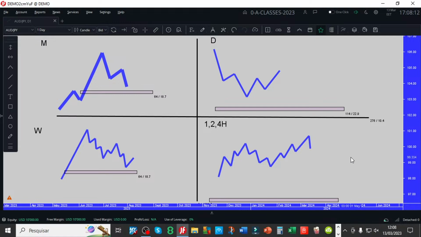Okay, hedge fund traders, long or short on the 1 hour, 2 hour, 4 hour chart. We have Clara already, she would buy. 1 hour, 2 hour, 4 hour chart, everybody.